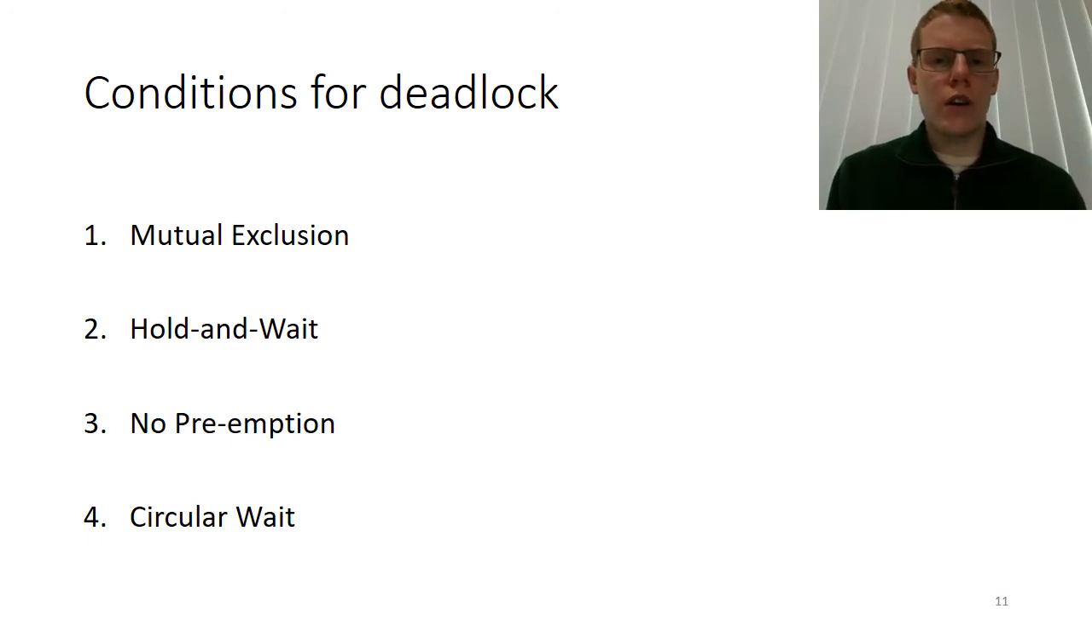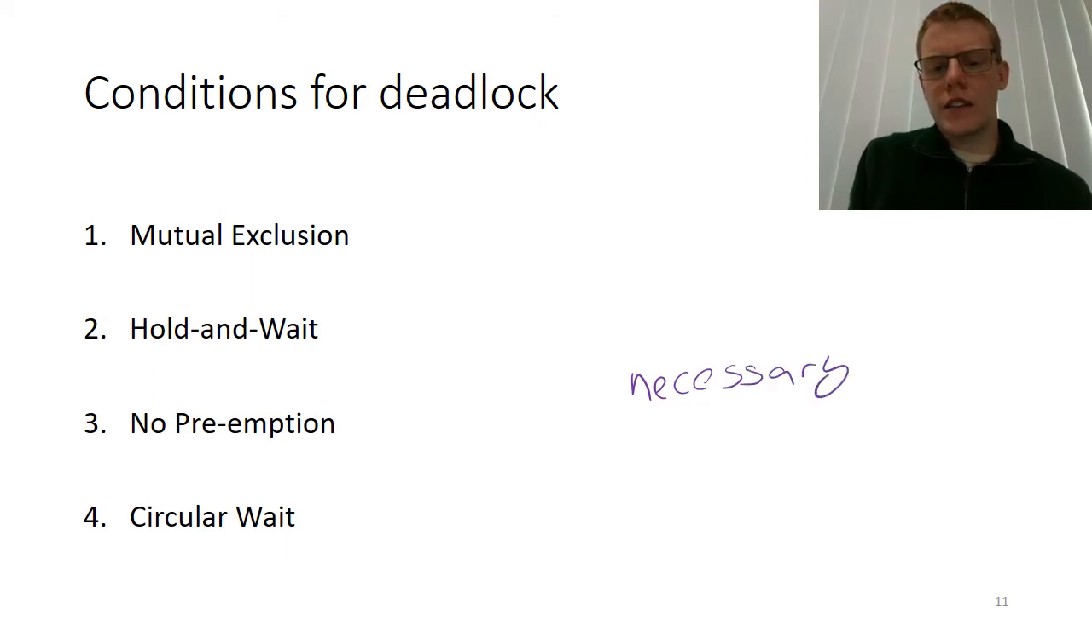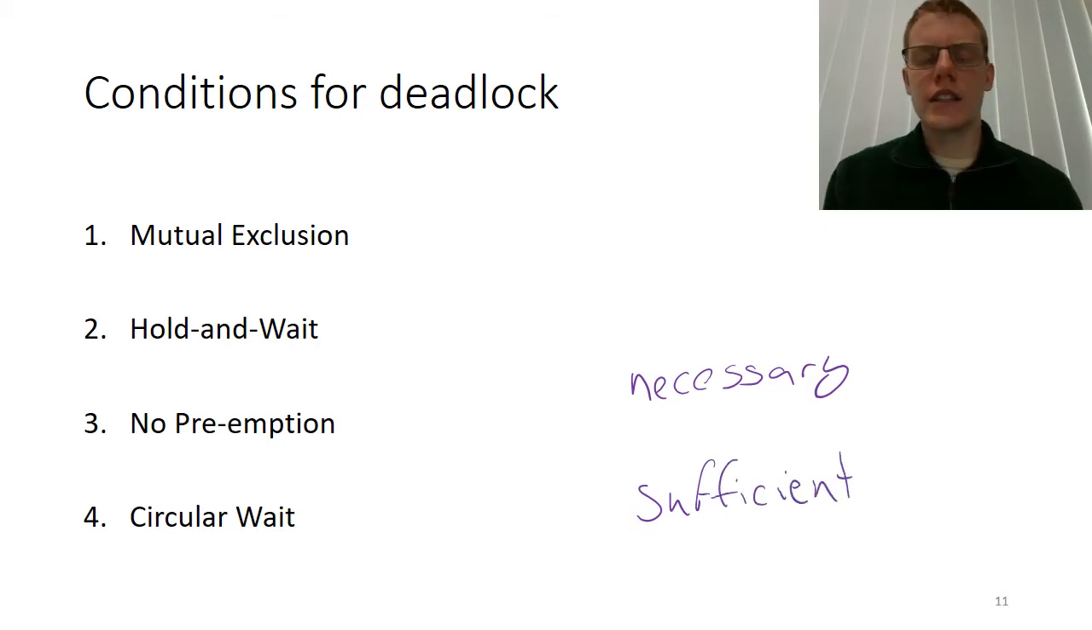What we now arrive at is a set of 4 conditions which are required for deadlock, and these conditions are necessary and sufficient. For those of you who are unfamiliar with those terms, necessary in this case means that these conditions must be present. If any of these 4 conditions are not present, then we do not have a possibility of deadlock. Sufficient means that if these conditions are present, then we definitely have a deadlock.